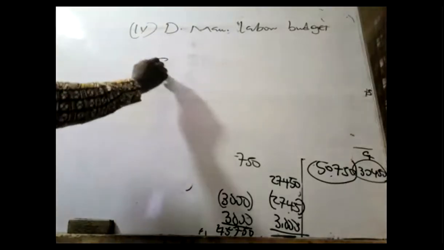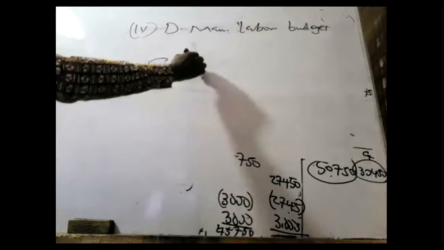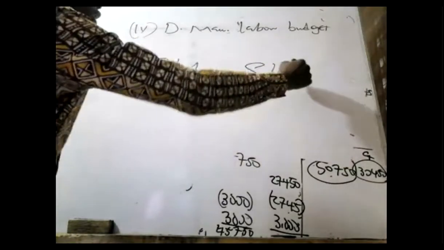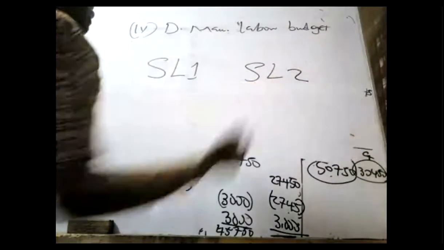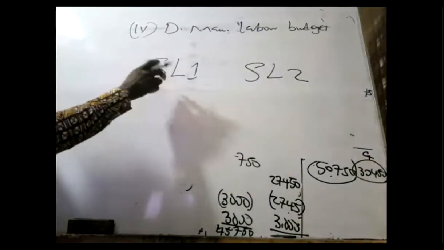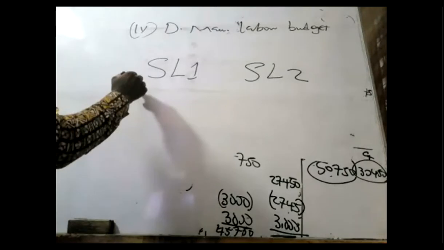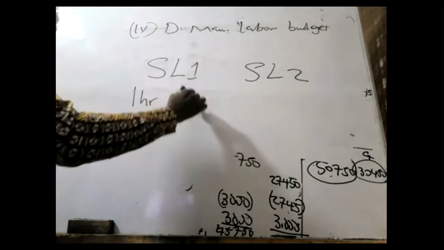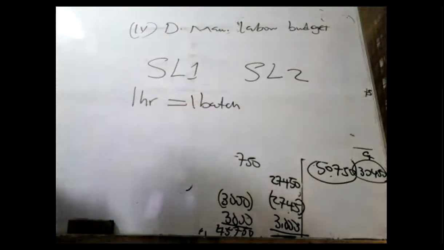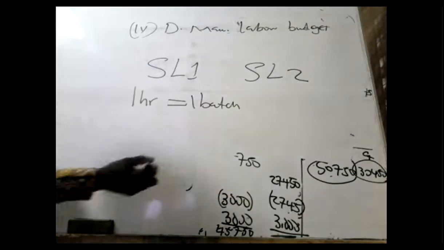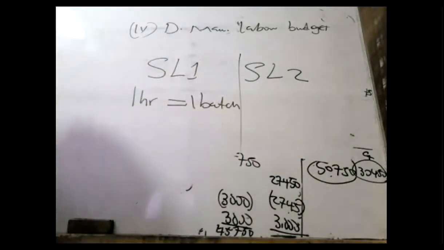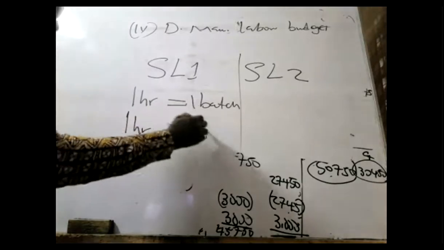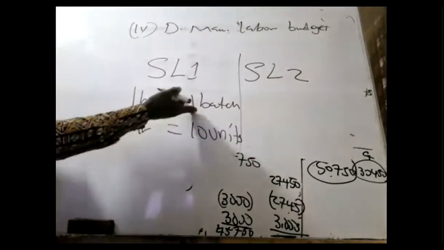They are saying that there are two types of skill levels. Skill level one, seniors, so that's the senior staff. Skill level two, junior staff. The senior people, skill level one, use 1 hour to complete one batch. But in each batch, how many units? 10. So 1 hour is equal to 10 units, indirectly, because in a batch you have 10 units.